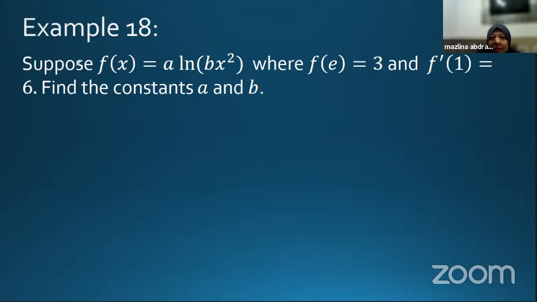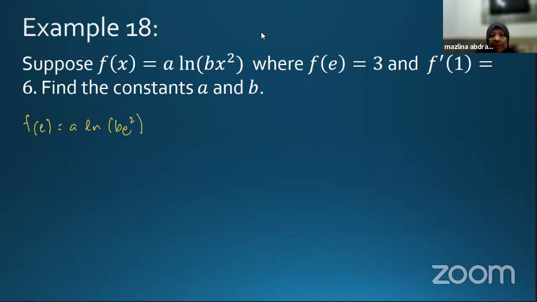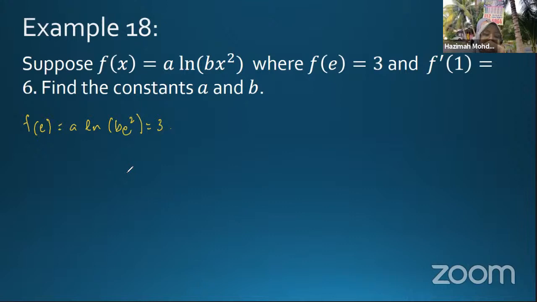Okay, apa yang susah sangat ni? Cuba tengok. You are given with f(e). Kalau you masukkan in your function, substitute e, you will get A ln B e square. B berapa? Square. E square. Right. Betul tak? Betul. And then, what else? You are given f(e) is equals to 3. Betul? Betul. Okay, and then?